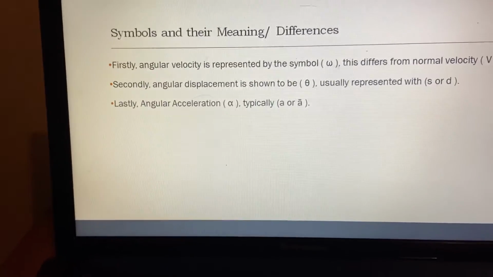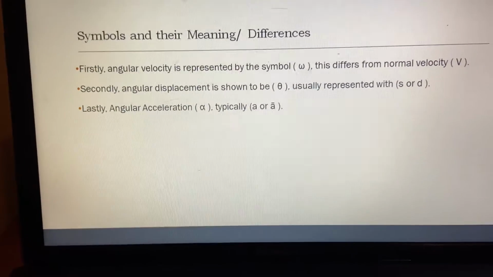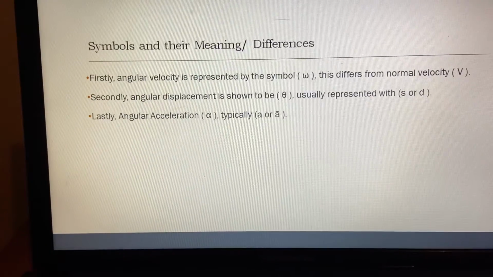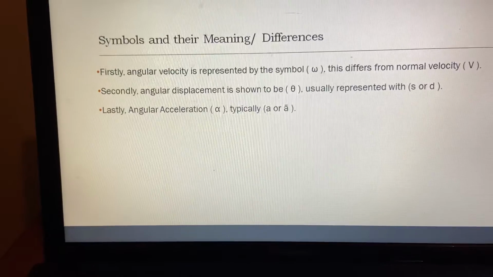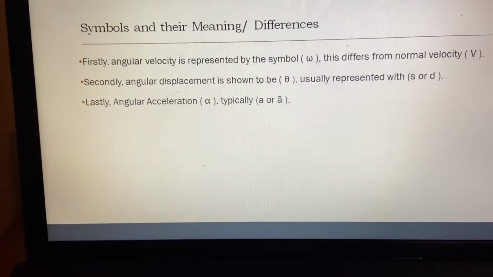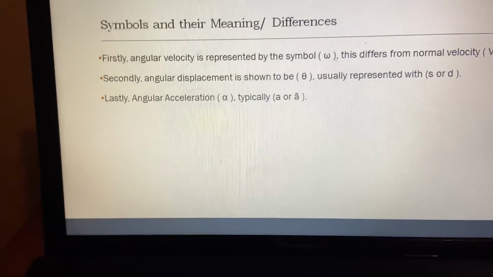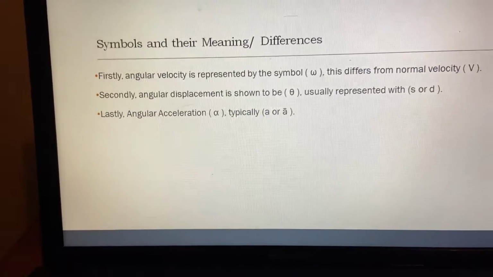And angular acceleration is that little fish symbol, I like to call it. I'm not exactly sure what the Greek letter for it is. But with acceleration, we usually use a lowercase a or a bar to represent your normal acceleration, be it a ball or a car moving.